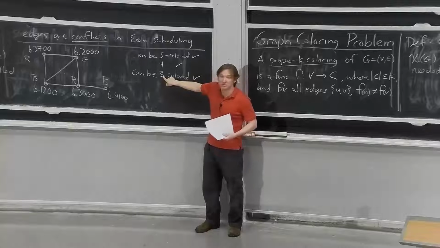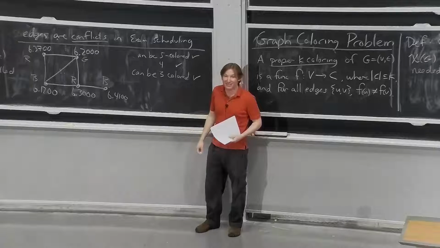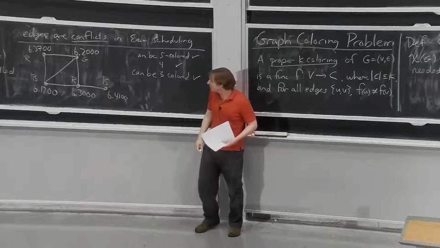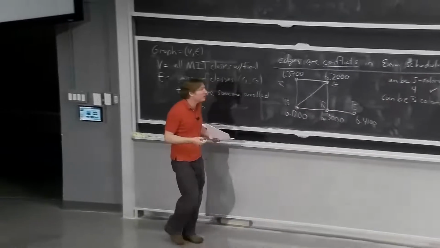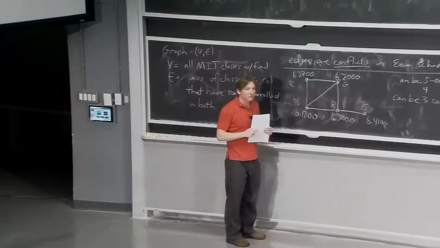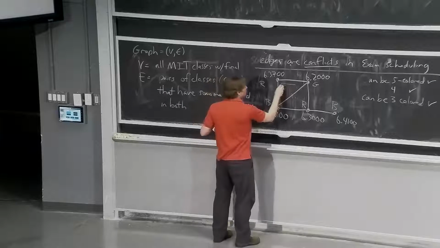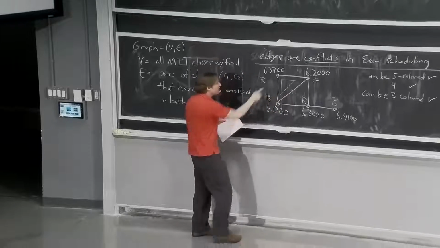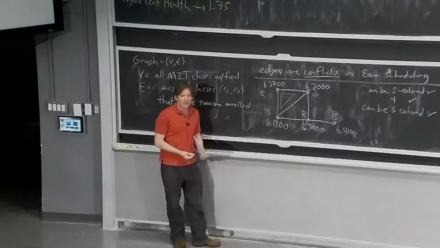Is it 3? I don't know yet. Can we get away with fewer colors? Well, let's see. Can it be 2-colored? Is there a proper coloring with just 2 colors for this graph? And in this case, there isn't, because this triangle right here shows us that all 3 of these vertices need different colors.